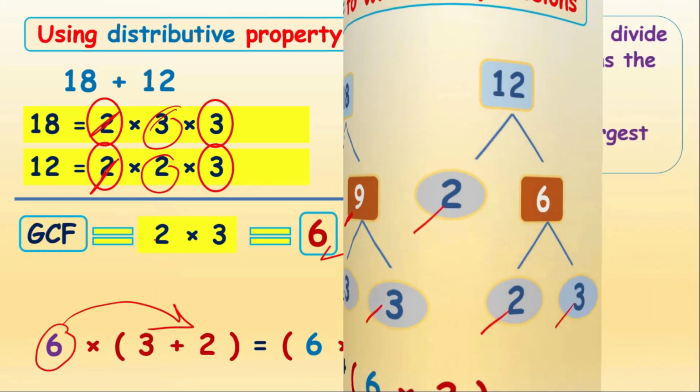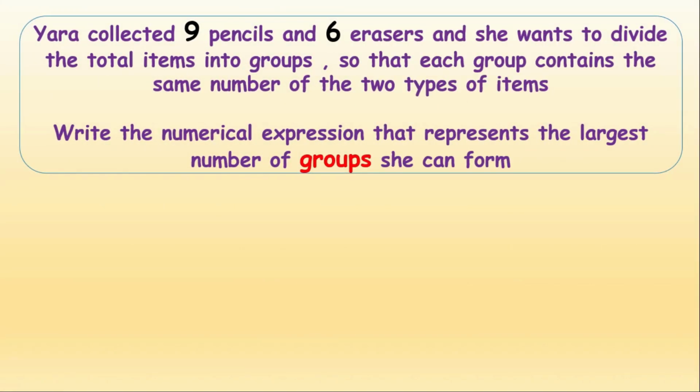Got it? So now let's show how to write expressions for stories. Now we will understand how we can write an expression for any story in front of us. Read the first one. Yara collected 9 pencils and 6 erasers and she wants to divide the total items into groups so that each group contains the same number of the two types of items. Write the numerical expression that represents the largest number of groups she can form.